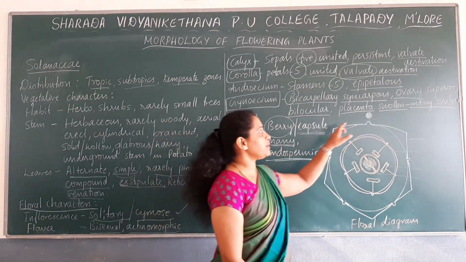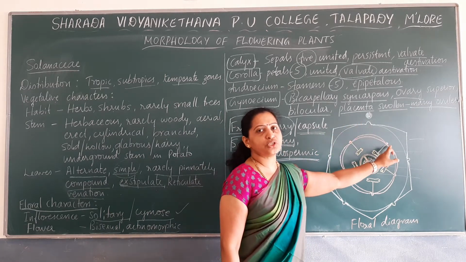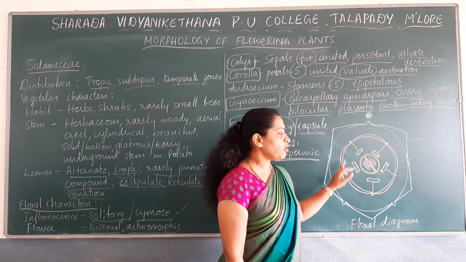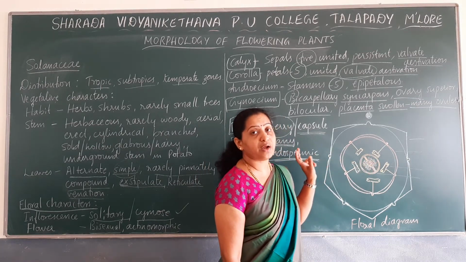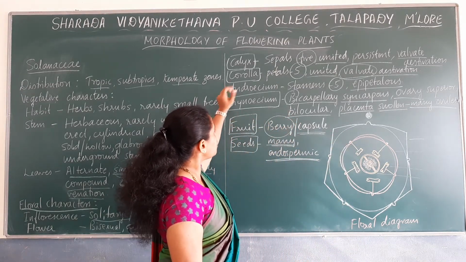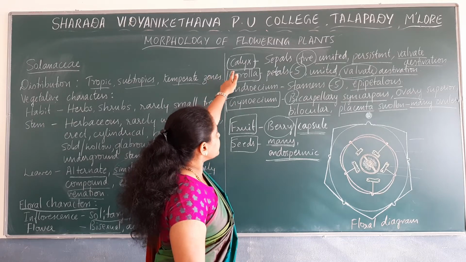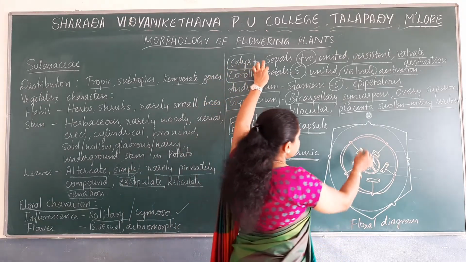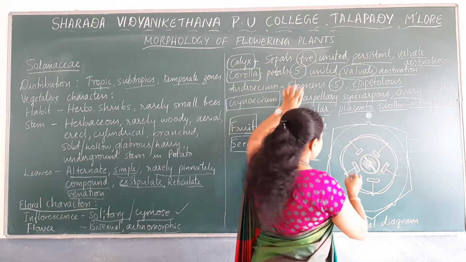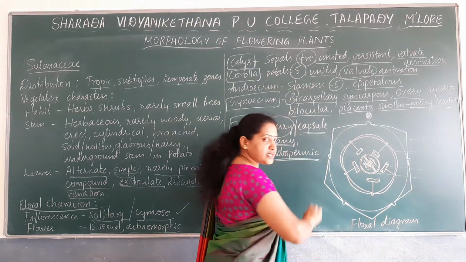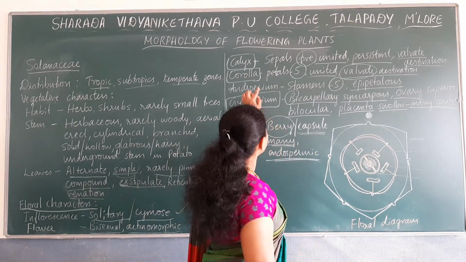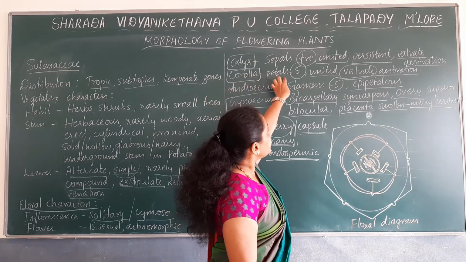With respect to the mother axis, what is the position of sepal, of petal, and of the stamen or androecium or gynoecium? That we have to note down. As per the description, you know that the calyx has 5 sepals. Sepals are united, and this is the symbol that we use to represent the united sepals. Then corolla, petals are 5.